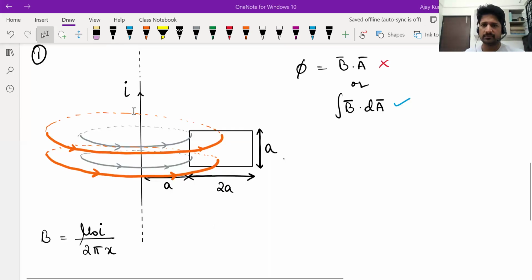Okay. Any answer? I got one answer: mu naught I A by 2 pi multiplied with ln 2. We'll see.